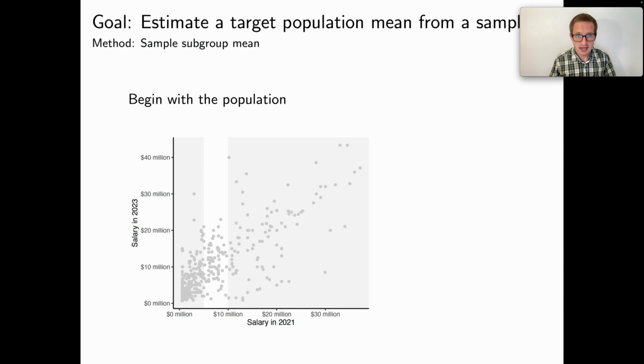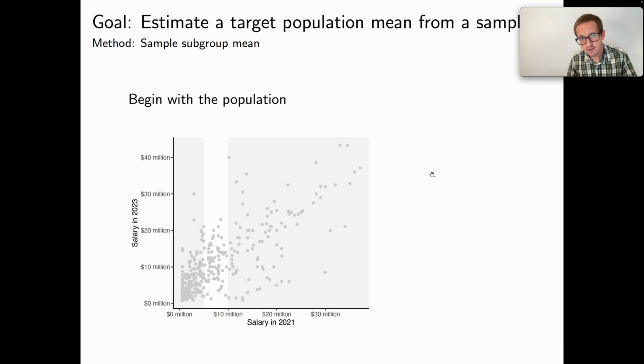Here are some data that can help us answer this question. So this is our same Major League Baseball data that I scraped from USA Today, where we have the salary in 2021 on the x-axis and the salary in 2023 on the y-axis. Each point corresponds to a player. Here we'd like to know the average salary in 2023, the average y value, among the players whose 2021 salary was between $5 and $10 million. So we want to know the average y value of all the points in this white space of the plot.